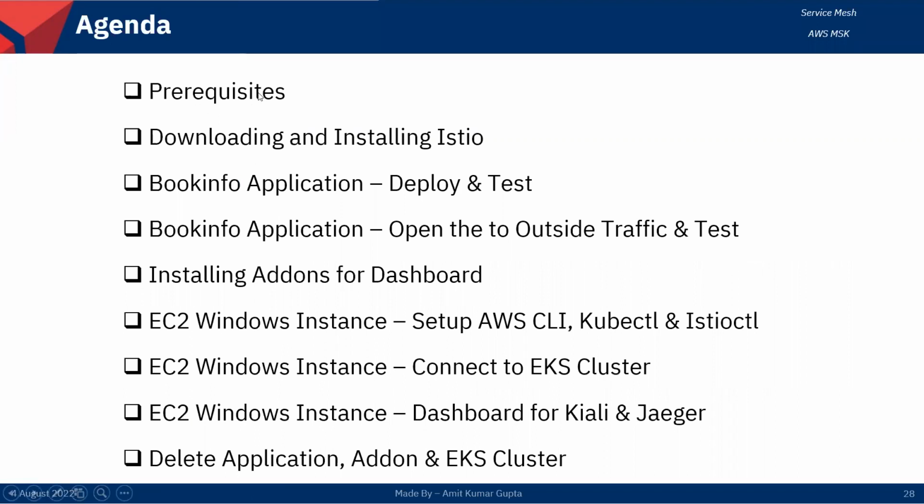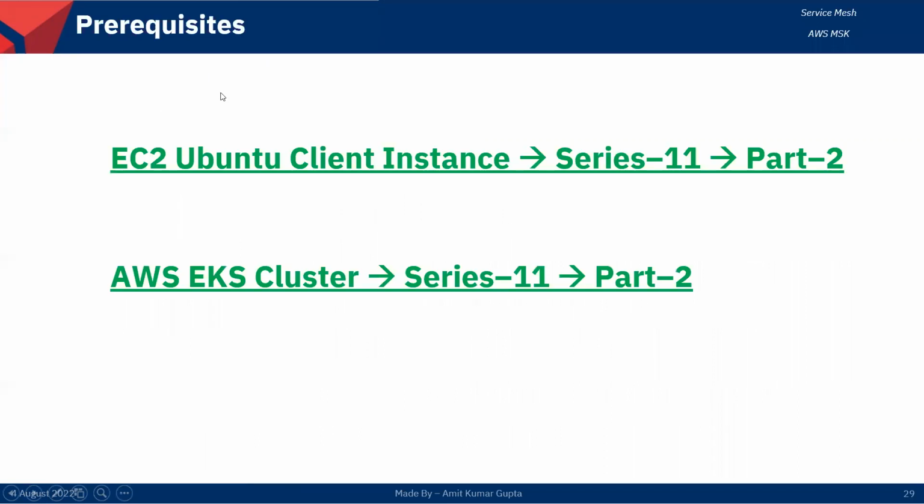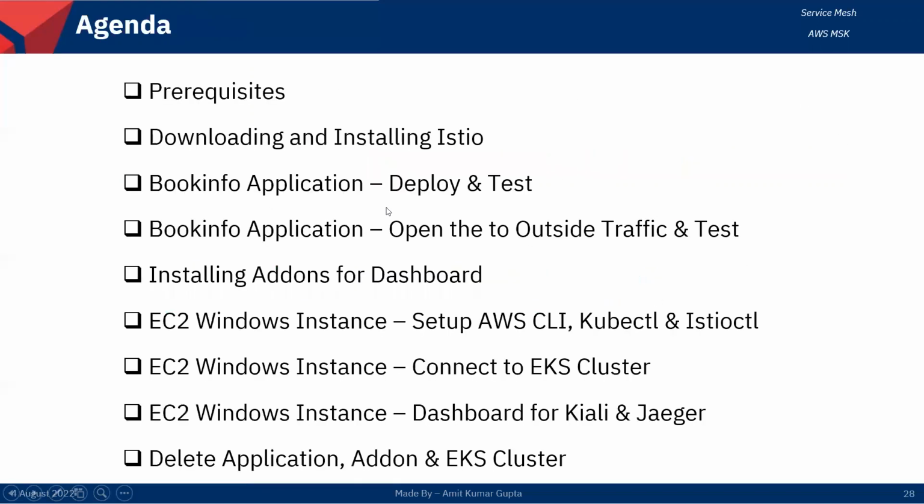These are some prerequisites. As I told you, EKS is required and one client machine is required, which was created in the last video. So the prerequisite is required. You can see this is an EC2 Ubuntu client instance, series 11 part 2, and how to create the AWS EKS cluster is in series 11 part 2. We discussed both in the last video, right?